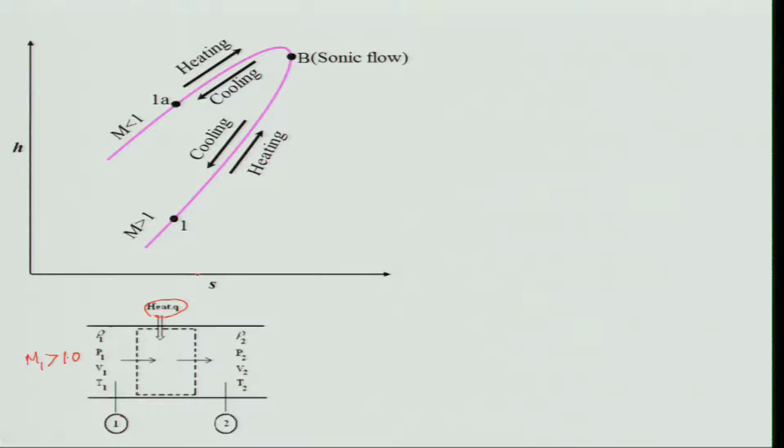As you go on adding heat, what will happen? If you look at the entropy, it is increasing, and the Mach number in supersonic flow goes on decreasing on heat addition till it attains the maximum entropy value, that is, the sonic condition. What is the meaning of it? That means the flow is choked, and it is thermally choked.